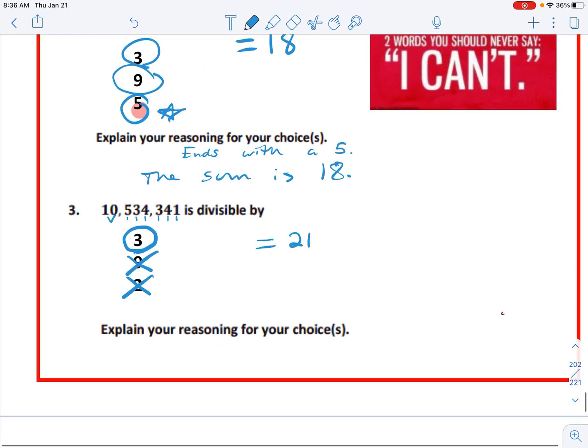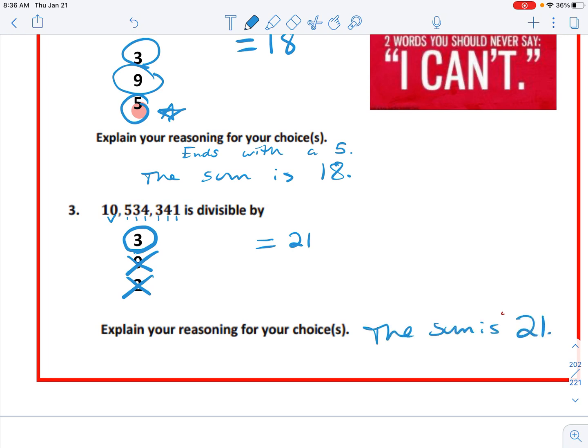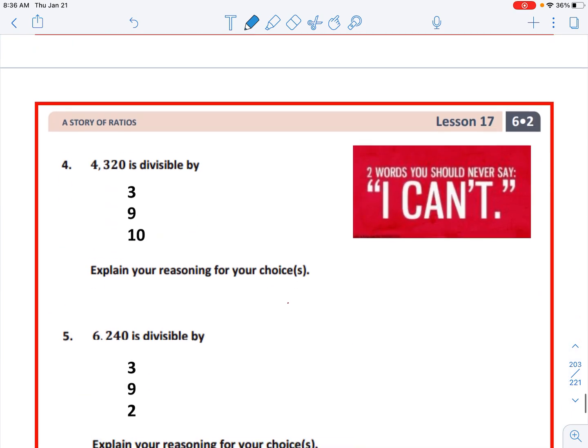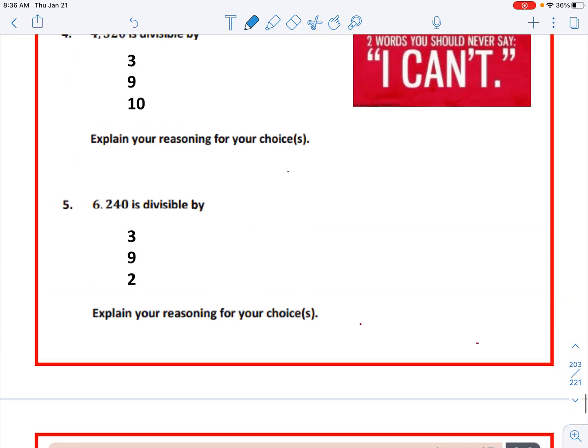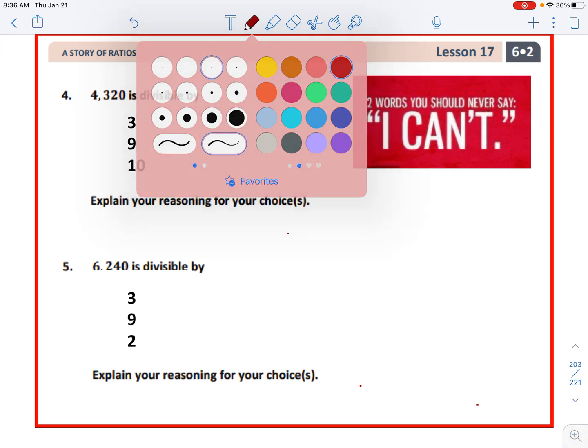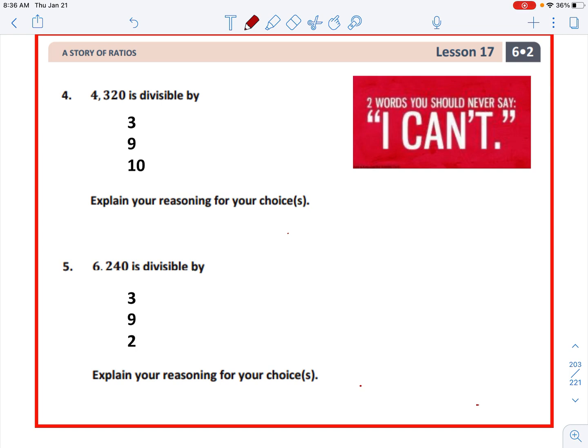So explain your reasoning for your choices. The sum is 21, okay? Which can only be divisible by 3. All right, guys, 4 and 5. Go ahead and try these two on your own. Okay, pause the video real fast, and I will go over them after you pause the video.